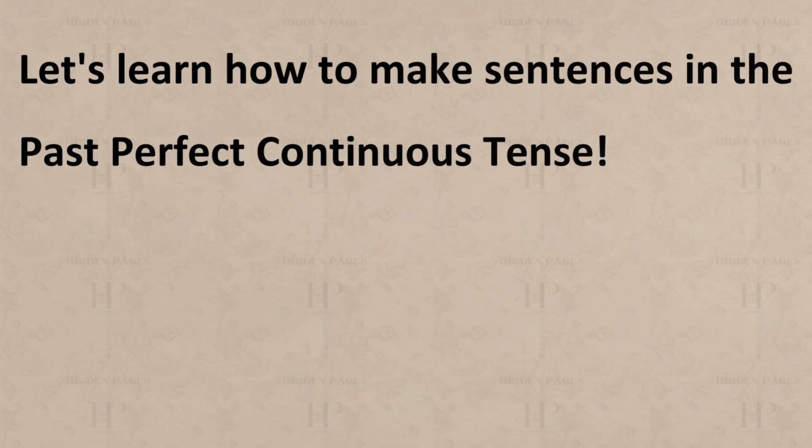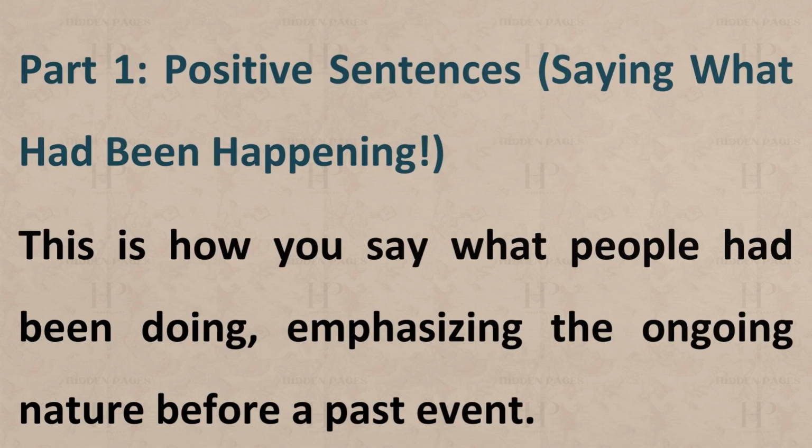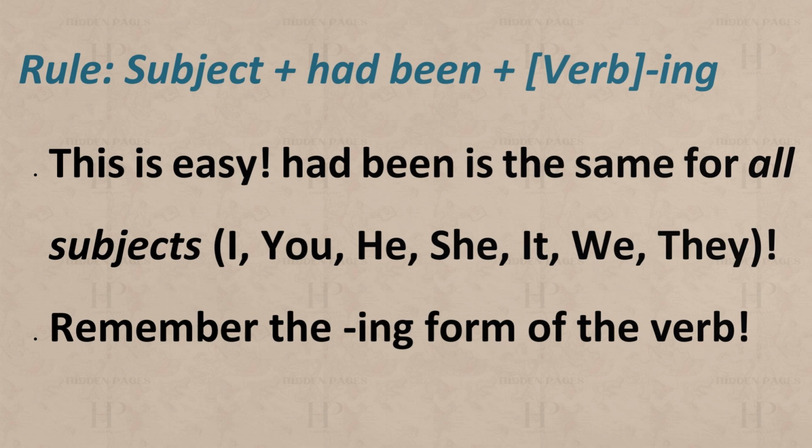Let's learn how to make sentences in the past perfect continuous tense. Part 1. Positive sentences. Saying what had been happening. This is how you say what people had been doing, emphasizing the ongoing nature before a past event. Rule. Subject plus had been plus verb-ing. This is easy. Had been is the same for all subjects. I, you, he, she, it, we, they. Remember the ing form of the verb.